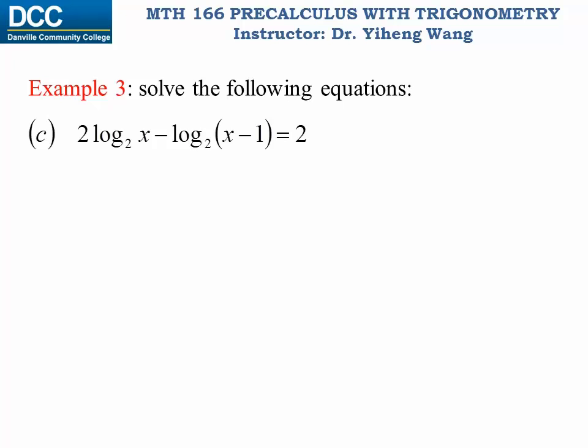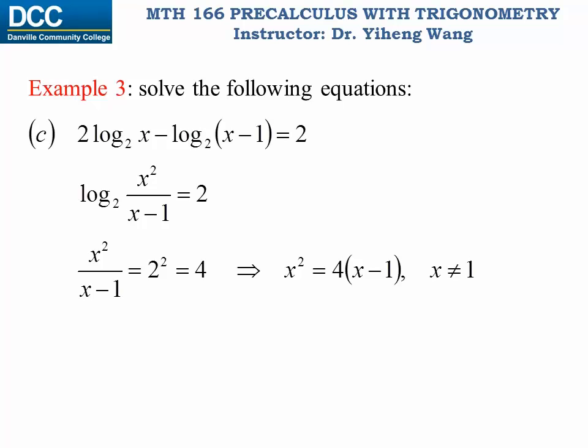For this equation, first we want to use the properties of logarithms to condense the left-hand side into one single logarithmic expression. So we use not only the power property but also the quotient property to rewrite the equation into this form. And now we can rewrite this logarithmic expression into its equivalent exponential expression and get this rational equation. And to solve this rational equation, we multiply both sides by x minus 1.